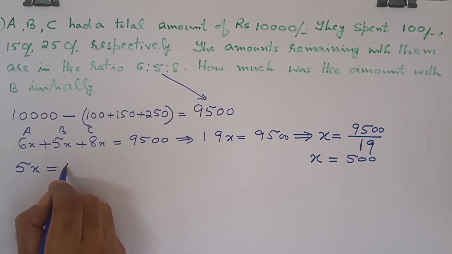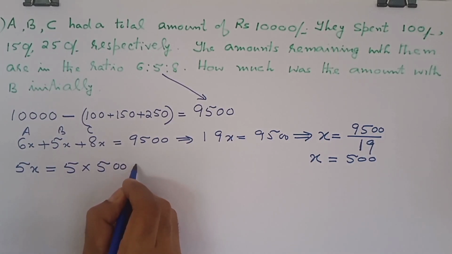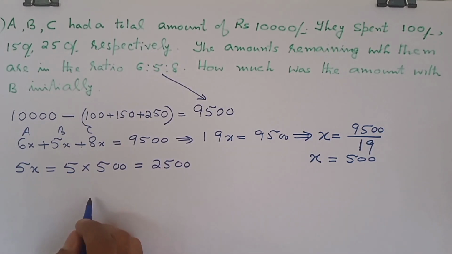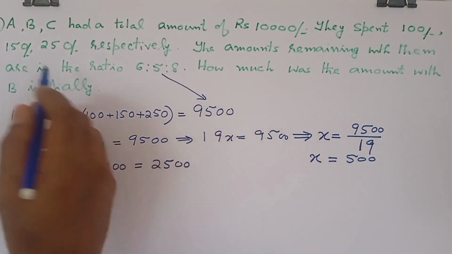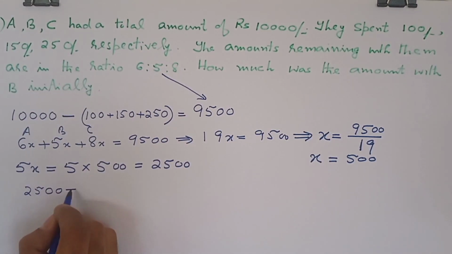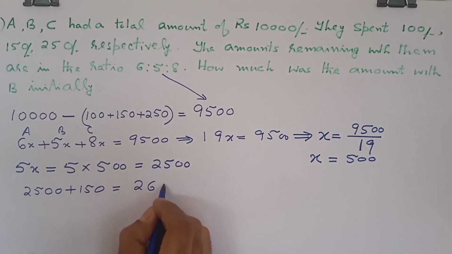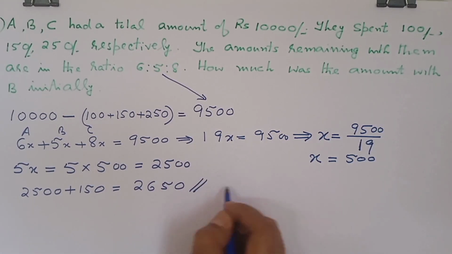So that will be 5 into 500, which is 2,500. This is the balance amount. The question is about finding what B had before he spent 150. So you just add that 150 he spent to this balance amount to arrive at the initial amount he had. So this is the final answer to the question.